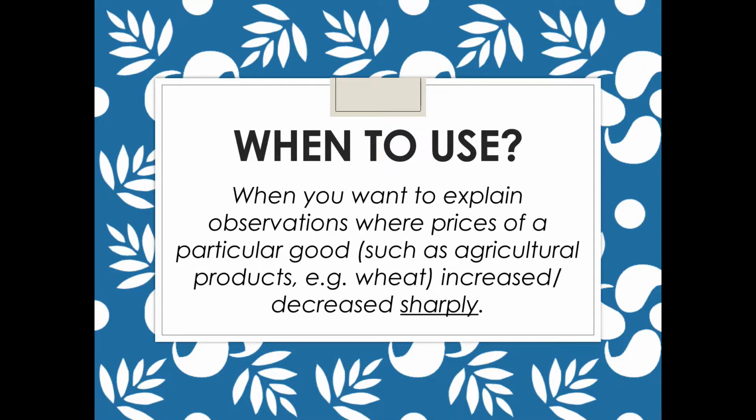decreased sharply, you should be able to relate this explanation to what we have seen just now: first of all, either the demand or supply of wheat or crude oil must have changed, and second of all, the demand and supply of crude oil or wheat must have been price inelastic.